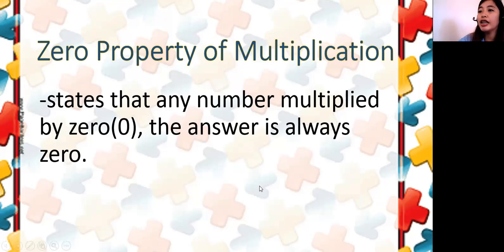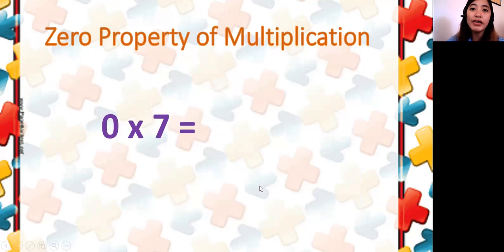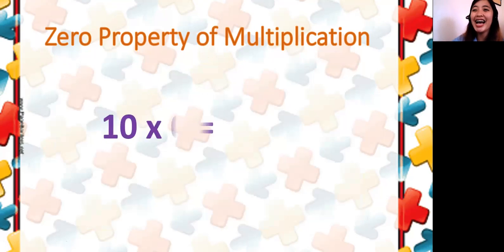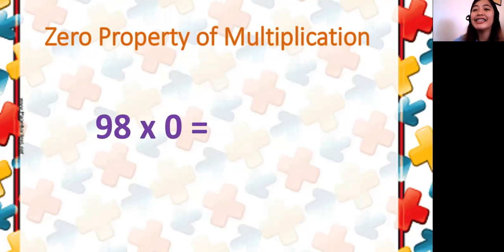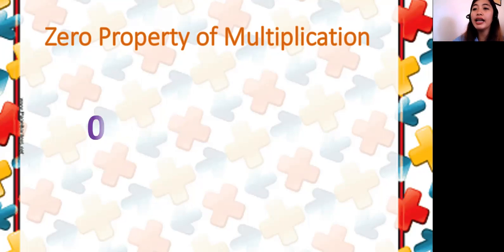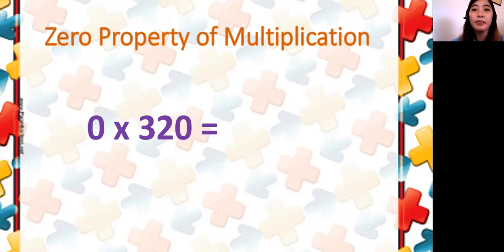Okay, so let's take a look. I have here 0 times 7, 0. How about 10 times 0? Louder. It's also 0. How about 0 times 1? Yes, that is 0. And 98 times 0 will also be 0. And the last one I have here, 0 times 320. It's also 0. Very good. So any number you multiplied by 0, the answer will always be 0. Clear with this? Yes? Okay, very good.